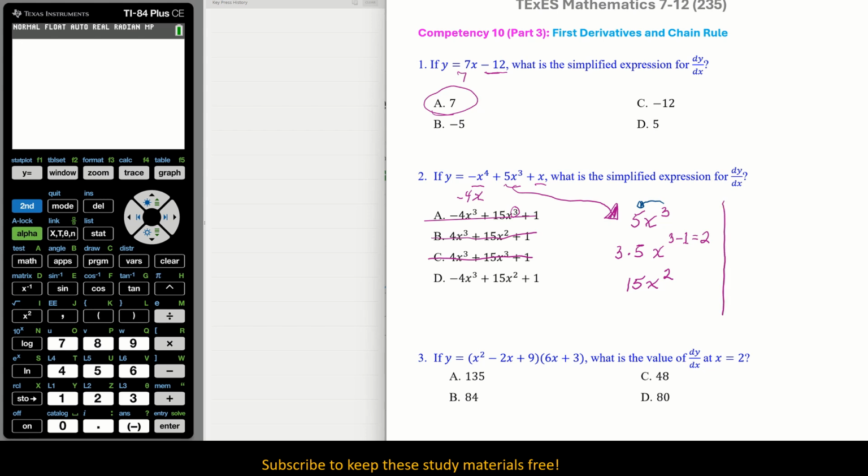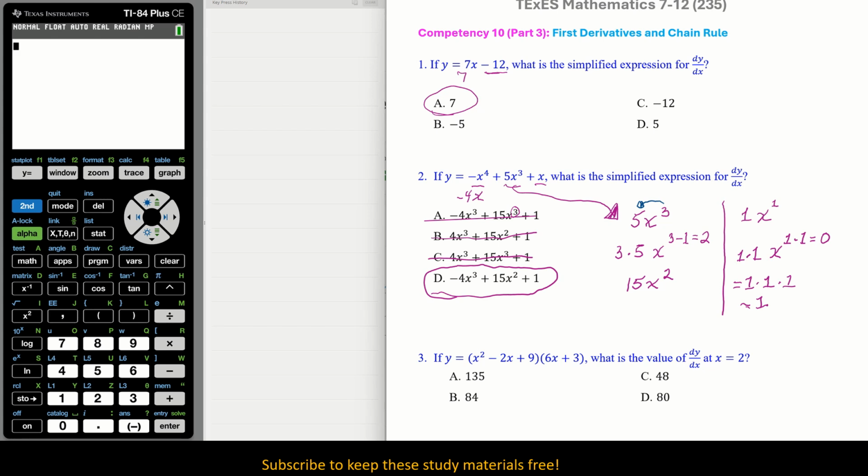Now, if we continue out to the next term, I'm going to draw a line here. So what do we have here? We have 1x to the first. So what is that going to be? Well, 1 times 1, x to the 1 minus 1 equals 0. You know anything to the 0 power becomes 1. So what are we really ending up with here? We're ending up with 1 times 1 times 1, and that's just 1. So that's how we derived all of this. Option D is correct.